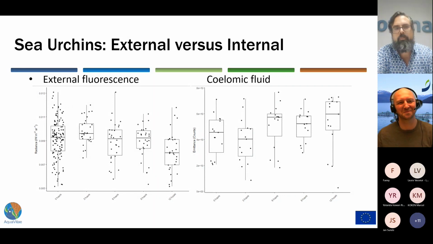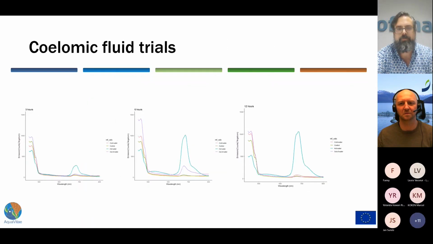Apologies for that. So the hypothesis is that the fluorescence creates more of a disturbance. The external fluorescence decreases, and then the coelomic fluid increases its fluorescence. And what happens is that, in my opinion, the red fluorescence is a byproduct of that stress and is exuded from the animal.